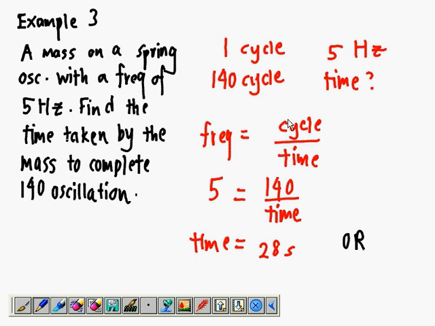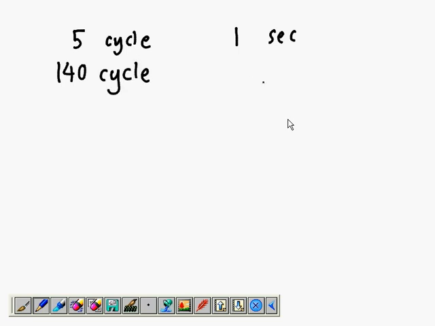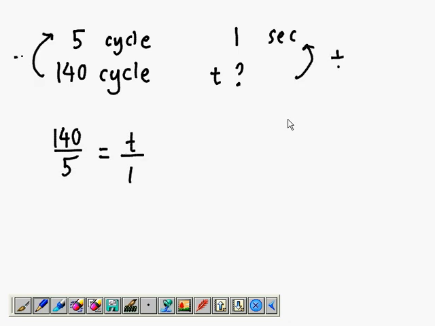If we think carefully, 5 hertz means 5 cycles in 1 second. So how much time if I have 140 cycles? So 140 divided by 5 equals t divided by 1. And this is also another way of getting the answer. Just divide by each other. So t equals 28 seconds.